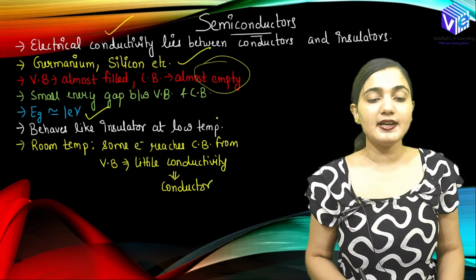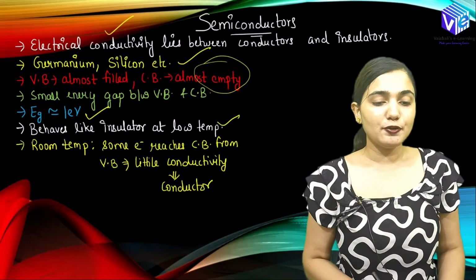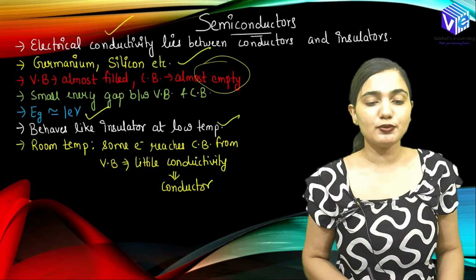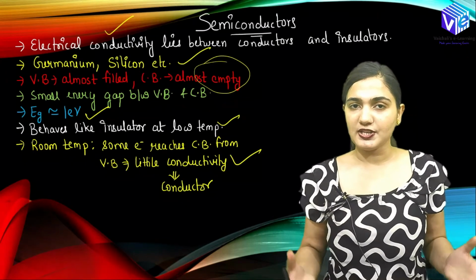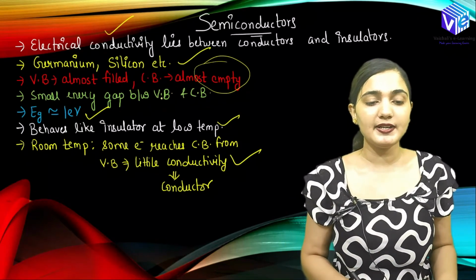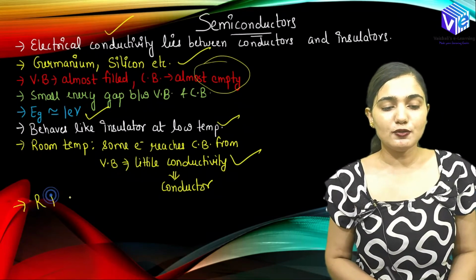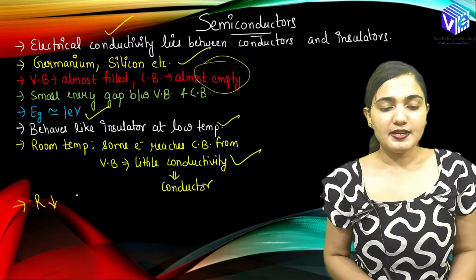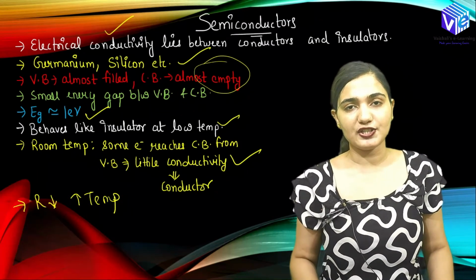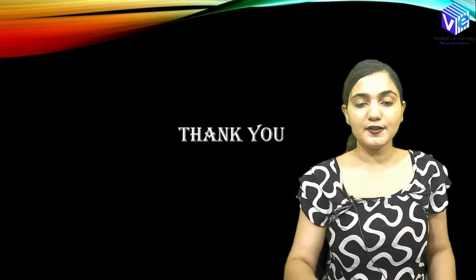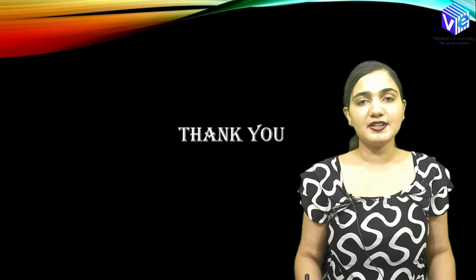So it behaves like an insulator at low temperature, but if I increase the temperature, at room temperature, some electrons reach the conduction band from the valence band, which provides its conductivity. So at room temperature, it will start behaving like a conductor, but at a low temperature, it behaves like an insulator. Again, the resistance is going to decrease as I increase the temperature. Again, it has the negative temperature coefficient of resistance. So I hope you understood all of the three types of material and how we classified them and what is the difference between all of them.